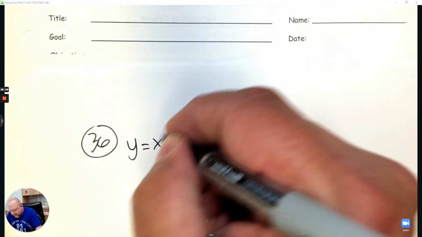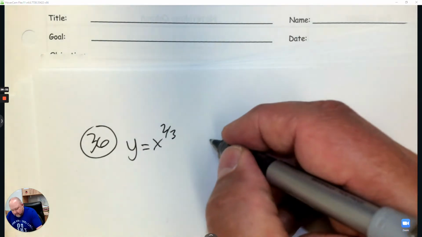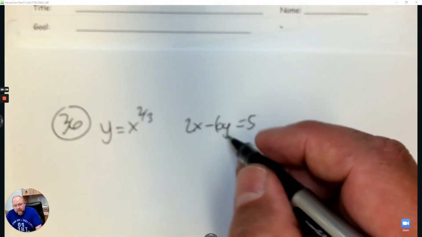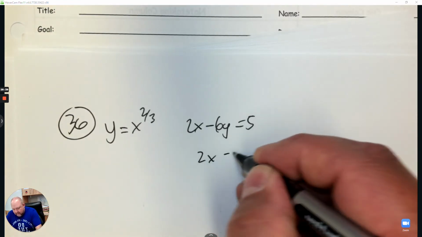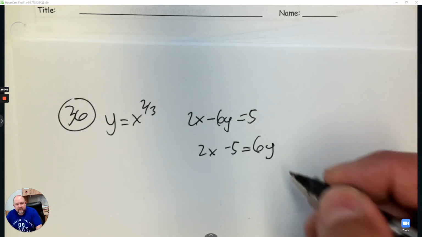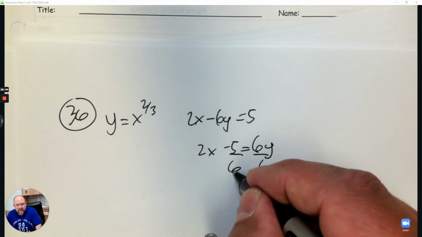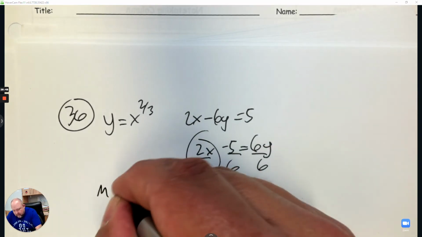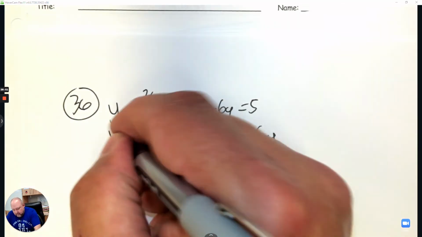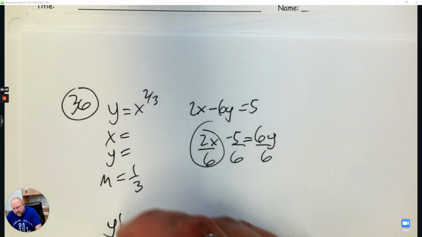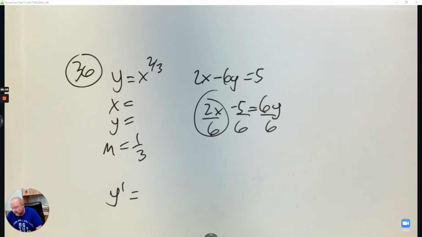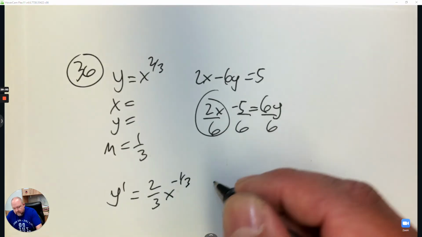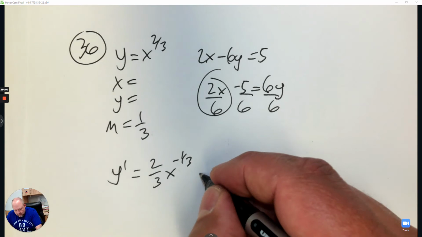Y equals x to the 2/3, parallel to this. So I want to solve for y. I'm going to subtract 5 and add 6y. I'm going to divide by 6. And this is what I'm interested in, because that gives me the slope. So I know the slope is 1/3. I'm going to take the derivative, because the word is parallel, and I'm going to make it equal to the slope.